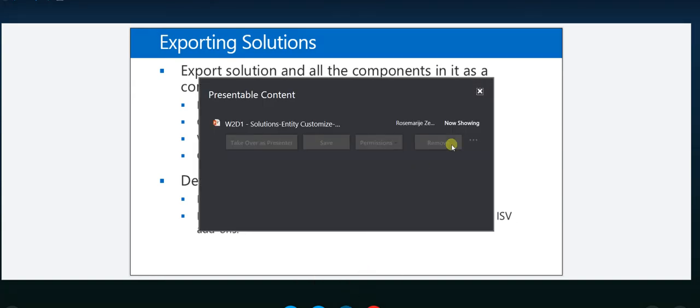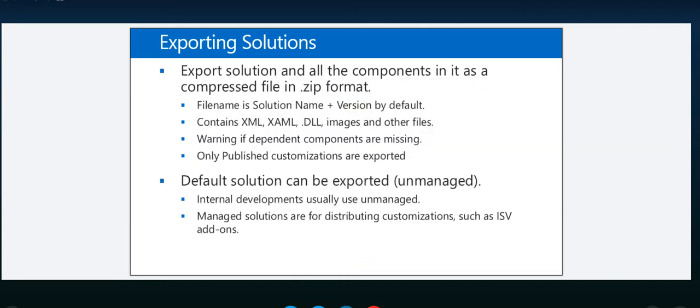Inside the zip file, you have all the XML, XAML, .dll, images, other files, anything that's included in your solution. There'll also be a warning if you have any dependent components that are missing. It'll let you know what those components are, and you should probably include them in your solution if you need them. And only published customizations are exported. So if you have made changes and you did not publish those, they will not be included in the solution on export. So always keep in mind, just do a final publish before you export any customizations.